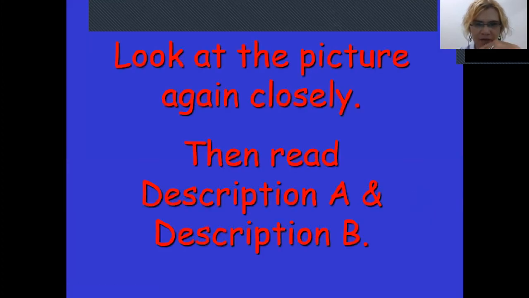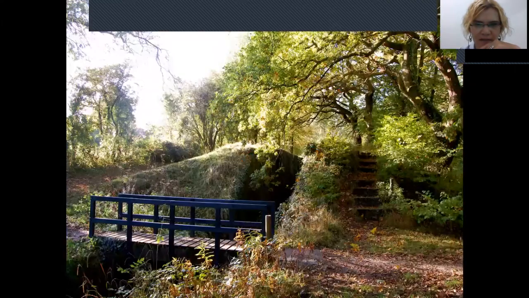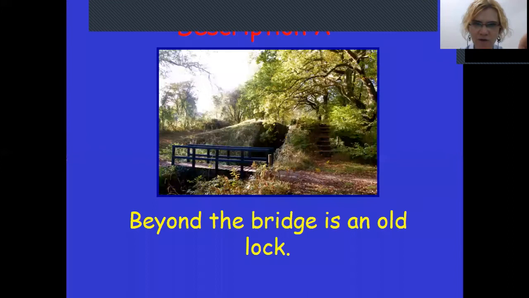So you see the picture and you have description A and B. So if you look at this picture closely, there's a whole lot that you're seeing. This is one scene which is really zoomed into. What is it you're seeing? So you could say, for example, beyond the bridge is an old log.